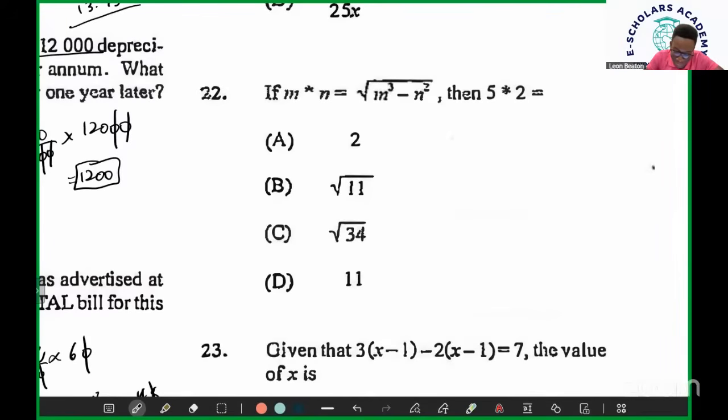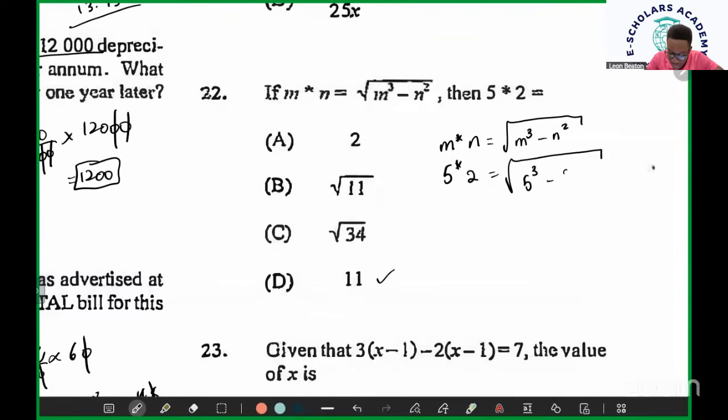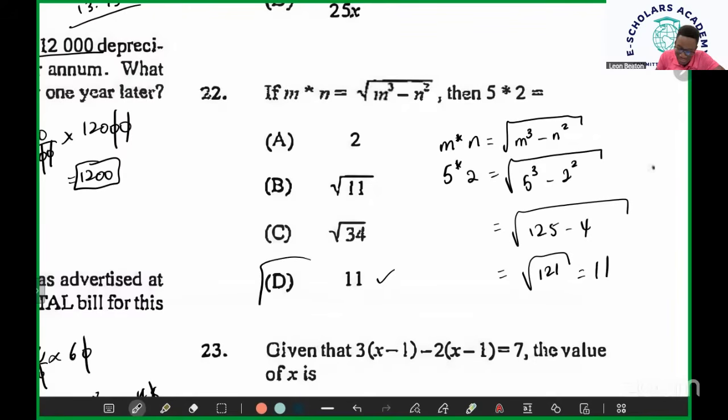So let's go. I think we did this one just now. If I can remember clearly, the answer is D, this is 11. I think, could be wrong though. Let's go. So M star N is equal to the square root of M cubed minus N squared. So 5 star 2 is equal to the square root of 5 cubed minus 2 squared. 5 cubed will be 5 times 5 is 25, times 5 is 125. 2 squared is 4. Subtracting these two, I get 121, the square root of which is 11. So I was right, D.